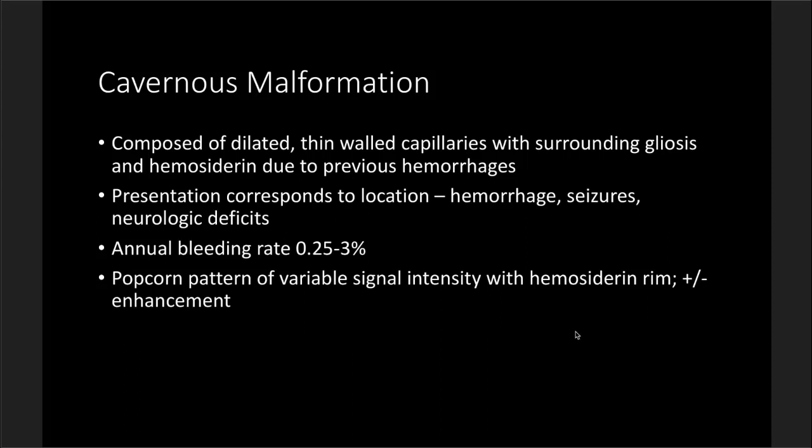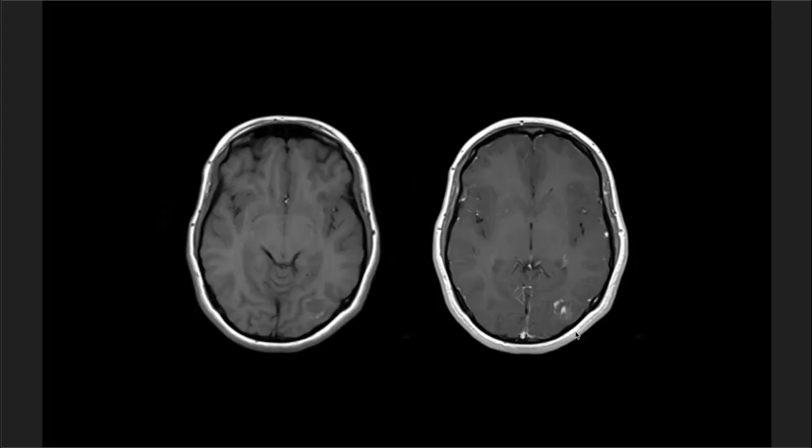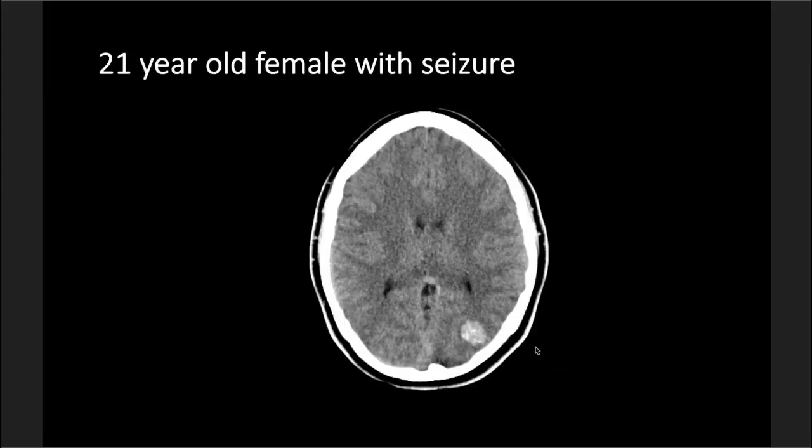And the one additional thing to remember about these is that they're often hyperattenuating on CT. So if you see a hyperattenuating lesion in the brain parenchyma in an asymptomatic patient, think about cavernous malformation. You can do an MRI to confirm that.